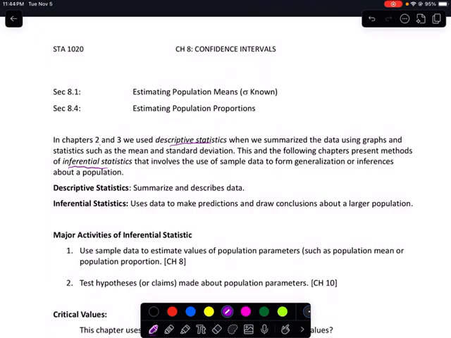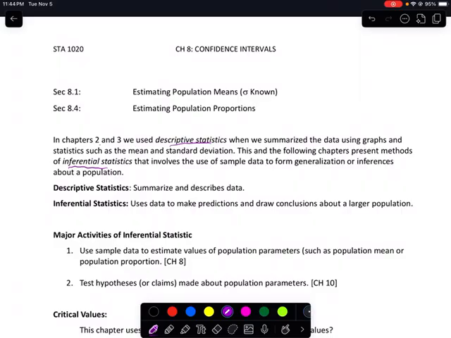So here once again I wrote the definition. Descriptive statistics basically summarizes and describes the data that we get from samples. Inferential statistics uses the data to make predictions and draw conclusions about a large population.